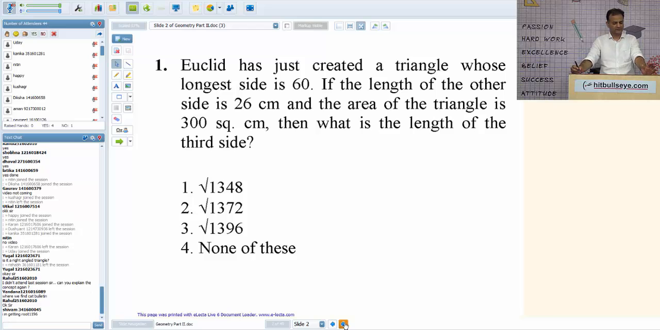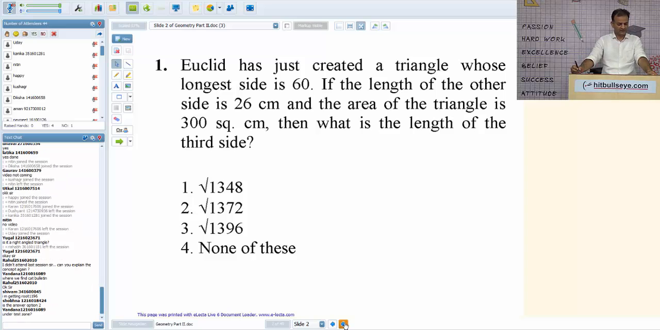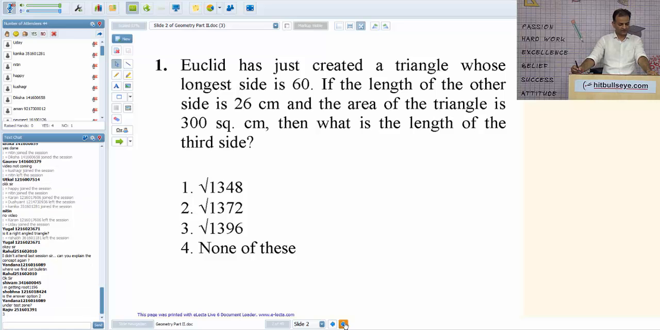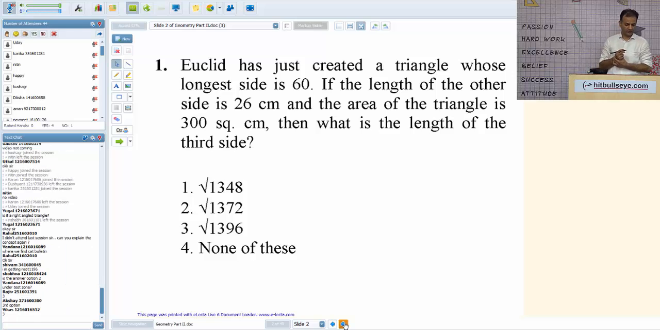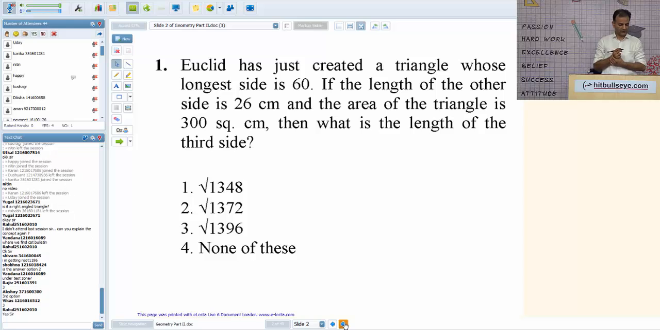Should I tell you, friends? I am getting Shivam root 1196. That means none of these is the answer. Shobha says the answer is option 2. Let's see. Rajiv, answer is third option. Okay. Akshay, third option. Friends, first of all, now should I solve? Tell me. Okay, 4-5 students are coming with option 3.